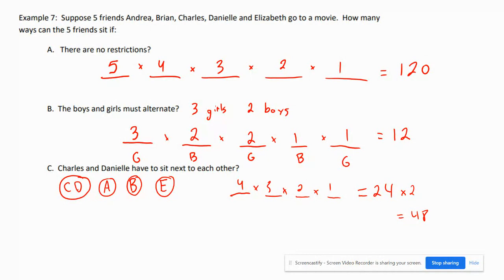But we're talking about how many ways the 5 friends can sit. Well, what if I did this? If I had Charles and Danielle here, couldn't I just flip those 2 and make it Danielle and Charles, like this? This is a different way that these 5 people could be arranged, but Charles and Danielle are still together. So for every one of these possibilities, I could just flip the order of Charles and Danielle, and that would give me a different arrangement altogether.